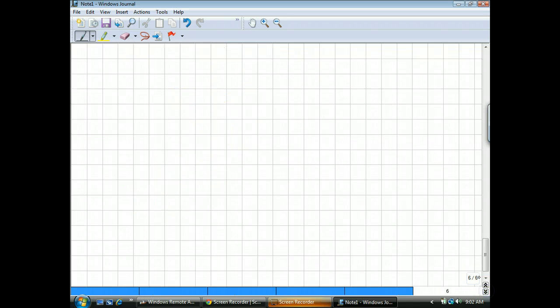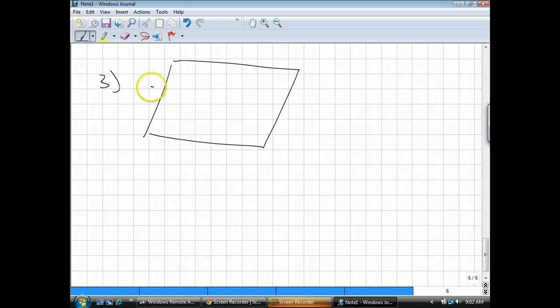Okay, let's look at example 3. If I have this picture where this is 6, this is 6, this is 75, this is 105, then what else do we know for sure? Let's see. We know that this is congruent to this.